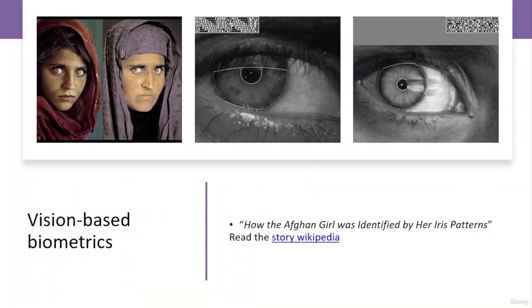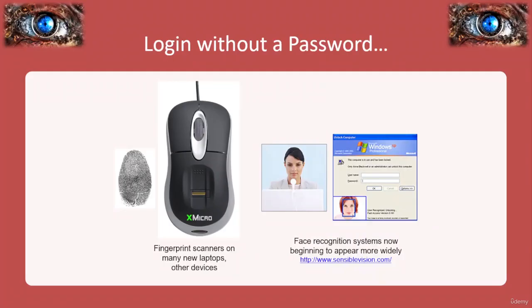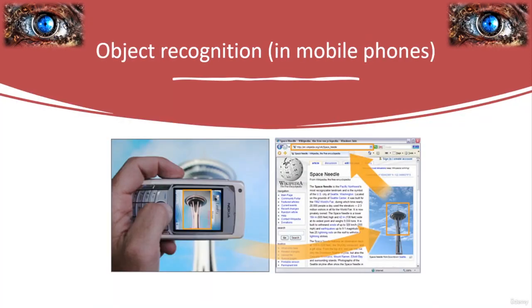You can use computer vision for biometrics. You can read a story on Wikipedia about how the Afghan girl was identified by her iris patterns. You can use computer vision to log in to your devices without a password, for example, fingerprint scanners on many new laptops and smartphone devices. And also face recognition systems are now beginning to appear more widely to log into your device. Nowadays, computer vision based object recognition is used in mobile phones.